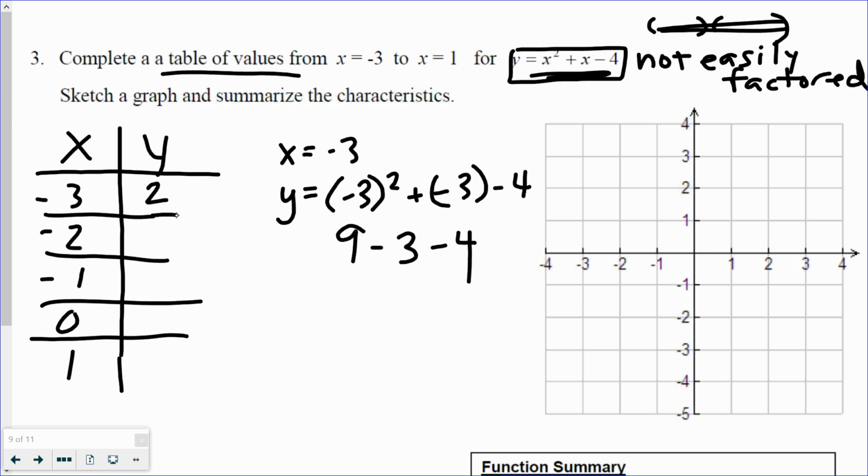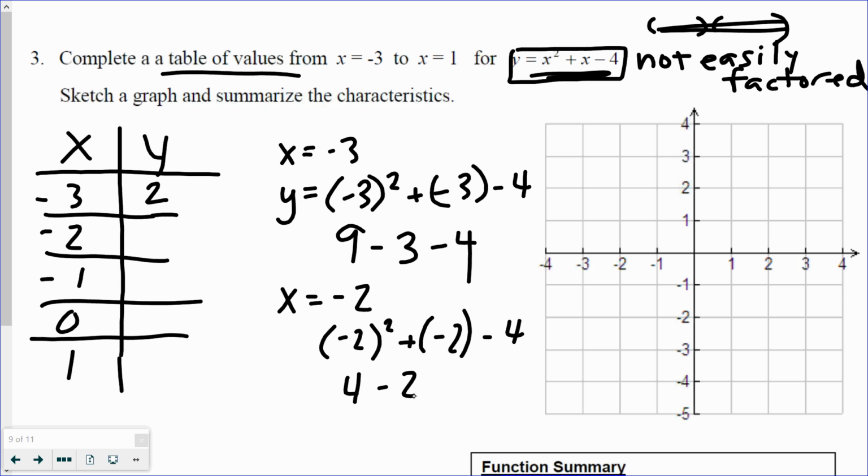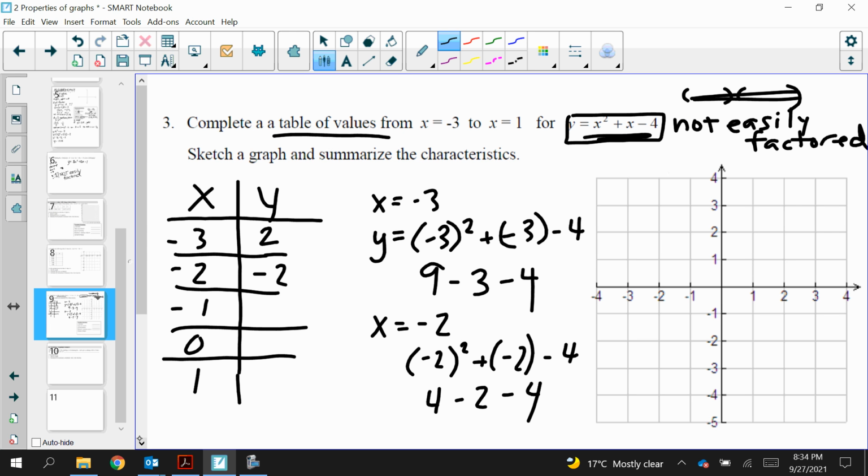Now we're going to do the same thing with x equals -2. So -2 squared plus -2 minus 4. So -2 squared is +4, minus 2 minus 4 is going to be -2. You can pause it now and fill in the rest of those, but again, substituting in x equals -1, x equals 0, x equals +1.